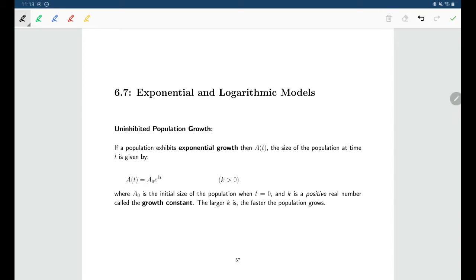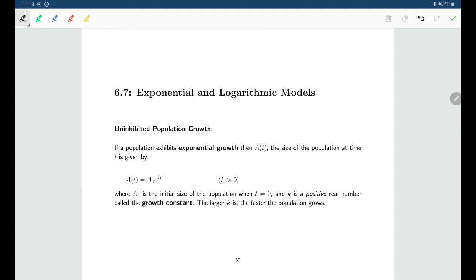constant. You'll notice here I say that our growth constant k has to be positive, and that's because when k is positive, then as time increases, the exponent will increase, which will make e to the power of k t larger, which will make the entire expression larger. So if our growth constant is positive, as time increases, the population increases as well.